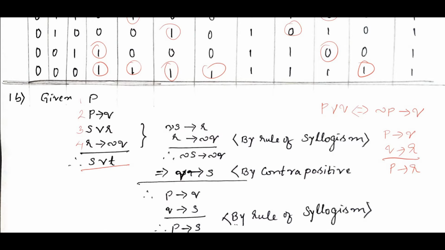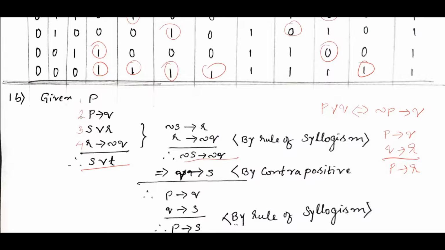Using that rule of syllogism, I have written negation S implies negation Q. I got from steps number 3 and 4 the conclusion: negation S implies negation Q. This can be written by using the rule of contrapositive. We know inverse, converse, contrapositive for a conditional proposition. If we have any conditional proposition, we can apply contrapositive. Since it is logically equivalent, negation S implies negation Q can be written as Q implies S. That is what I have written by using contrapositive.